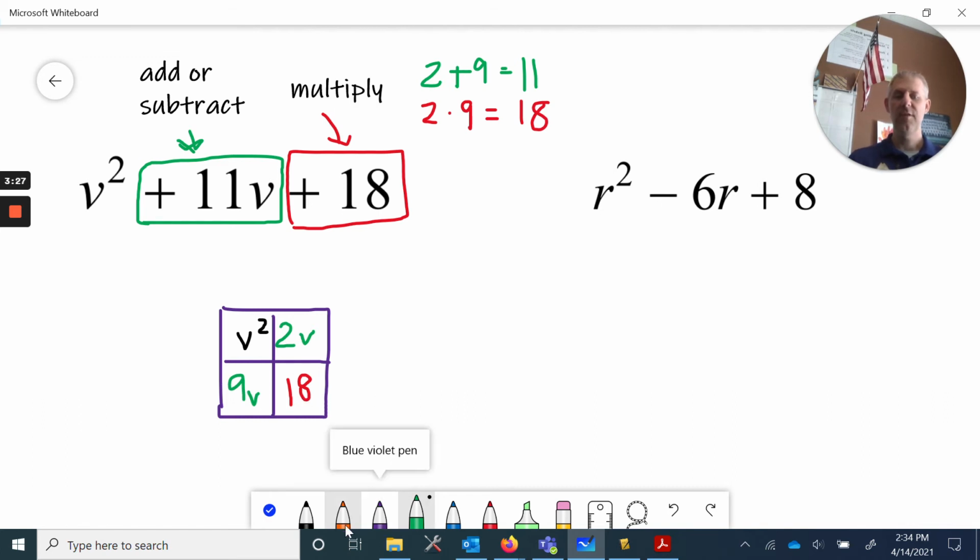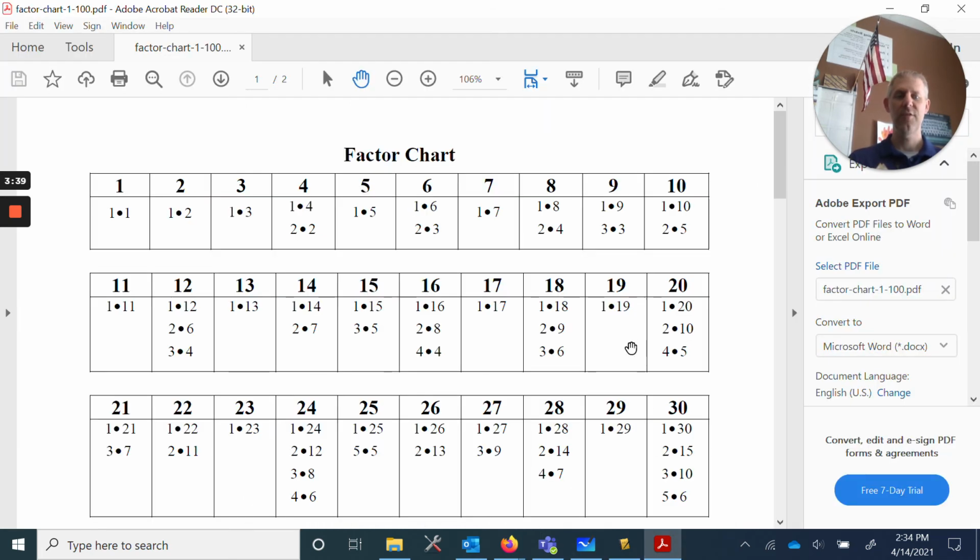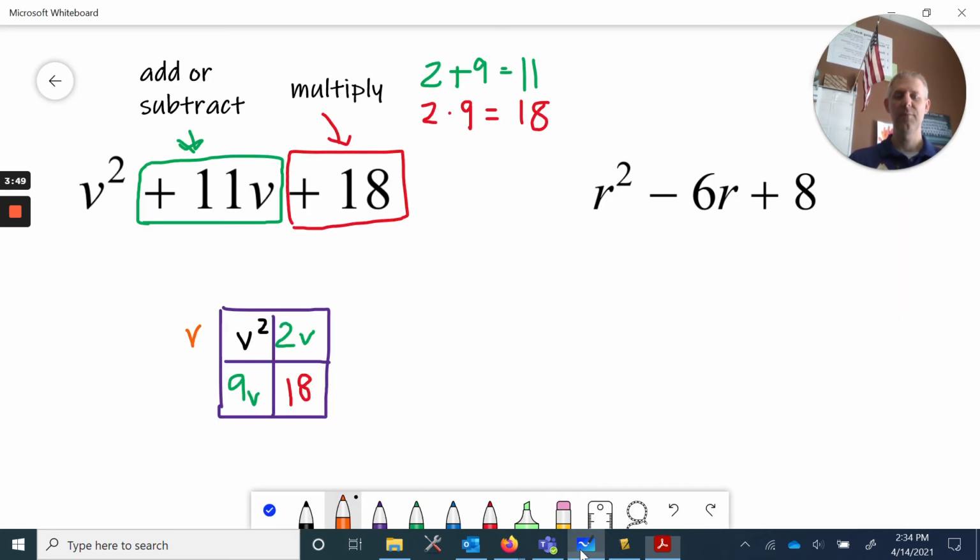All right, so now we use some orange here. So the greatest common factor of v squared and 2v. So what do they have in common? They share a v. So we'll go horizontal, this one and this one. 9 and 18, I'll flip back to my factor chart. So 18 has 1, 2, 3, 6, 9, 18. 9 is 1, 3, and 9. The largest number in these two that are shared is 9. So that means 9s are going to come out here.